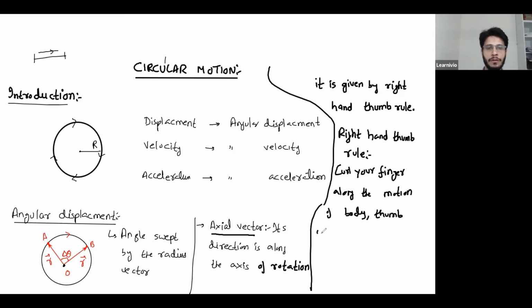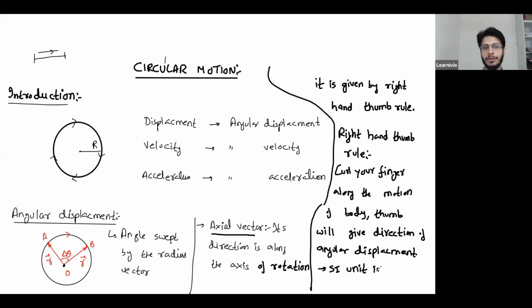The thumb will give the direction of angular displacement. So just take your right hand, curl your fingers along the sense of motion of the body, and the thumb will give the direction of angular displacement. Its SI unit is radian. This is the SI unit of angular displacement. It's radian. Is it clear, everyone?